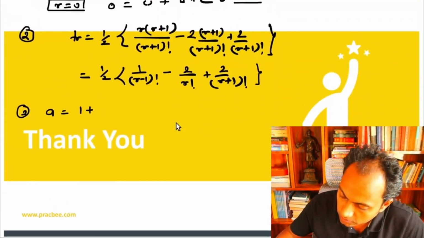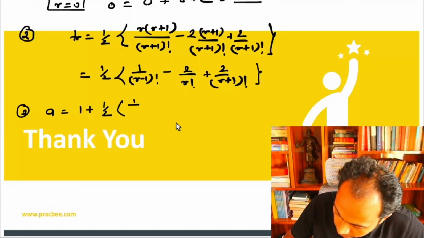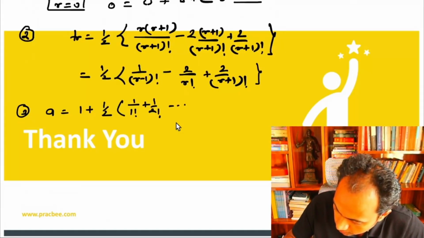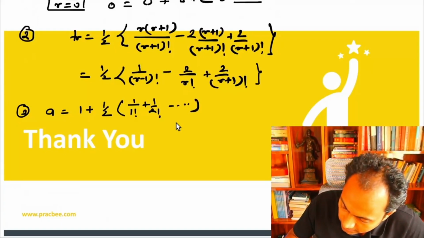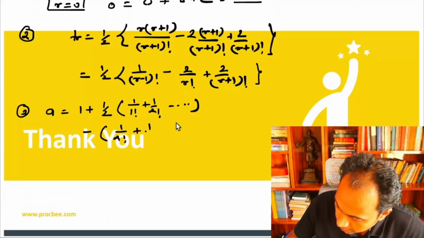So if I put 2 here, what kind of series will I be able to generate? This will become 1 by 2. The first term, if I put 2 here, will become nothing but 1 factorial, and 1 by 2 factorial will come, and so on and so forth. For the next part, if I multiply by 2, it becomes minus, and then this will start with 1 by 2 factorial, 1 by 3 factorial till infinity.